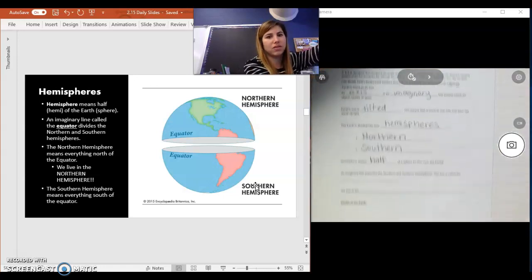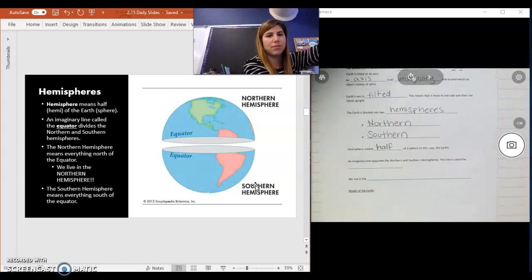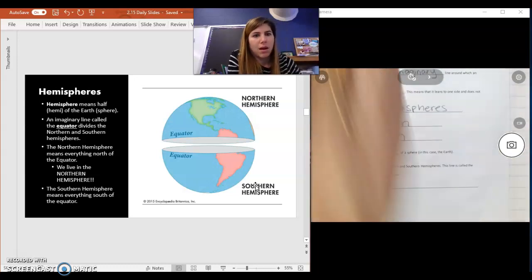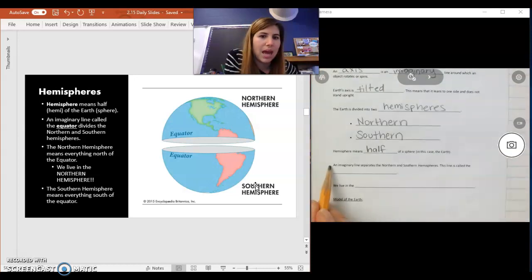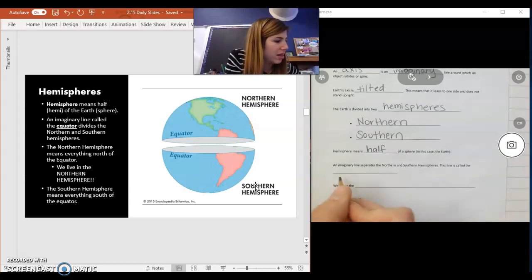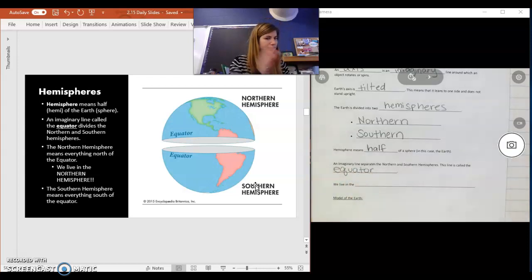Let's see if I can get this to show the bottom half of our paper. There we go. All right, so coming back down here, an imaginary line that separates the northern and southern hemispheres, that line is called the equator. And I know you guys have talked about that a little bit with Miss Esser too.